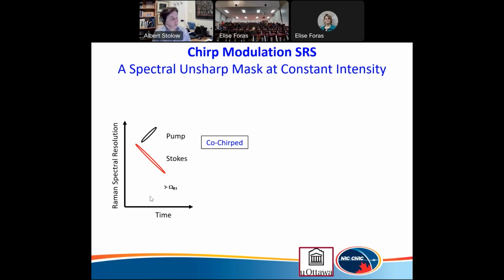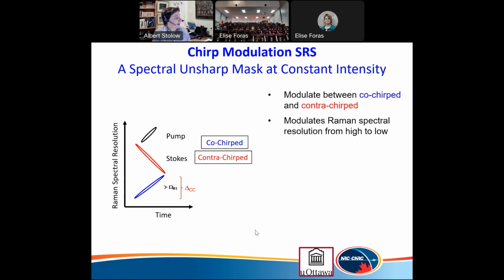So what are the consequences of reversing the sign of the chirp? Well, now you can see that the difference frequency is no longer narrow. The difference frequency, the instantaneous distance between them, is now broadband. So this instantaneous difference is now very broadband.